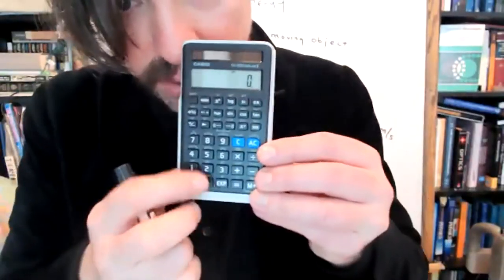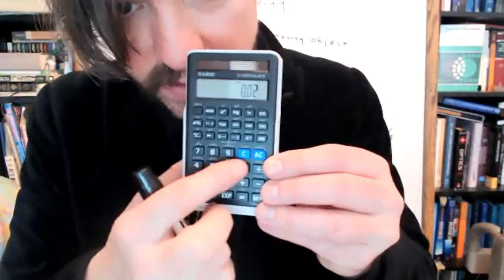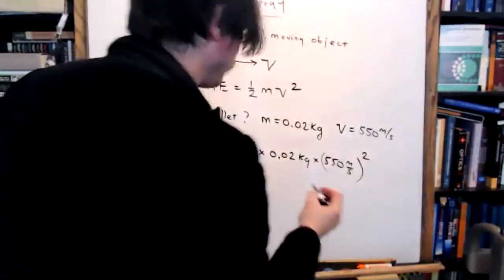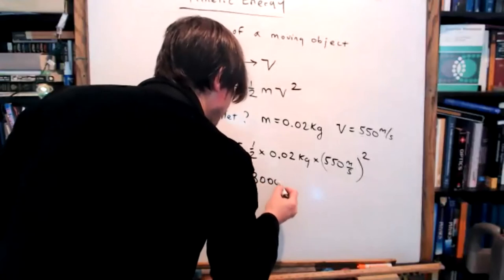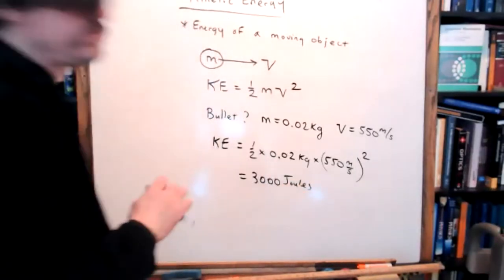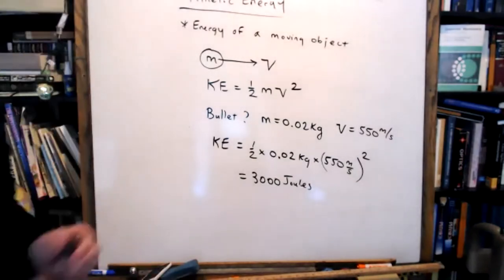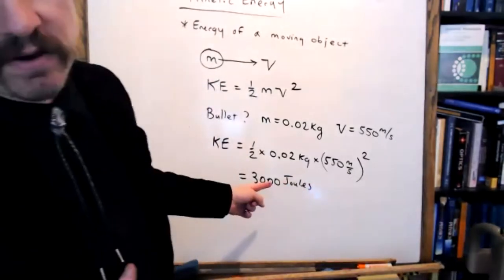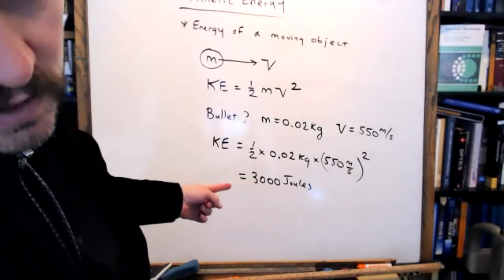You slow. 0.5 times 0.02 times 550, hit the square key, equals 3,000 joules. Compare that to the 1 kilogram squat, and you realize that bullets release a very, very powerful, destructive amount of energy. There's, of course, a famous image taken by, I think it was Doc Edgerton.